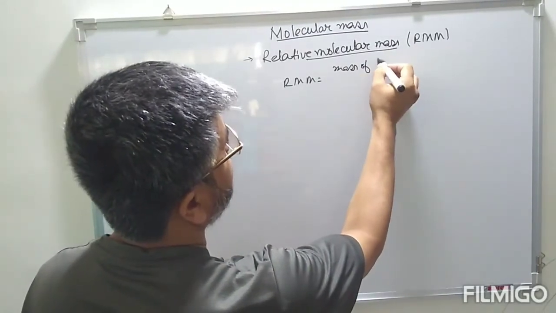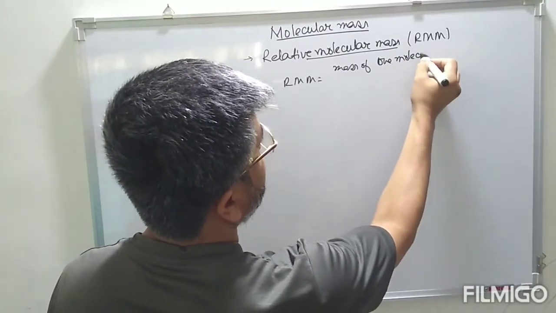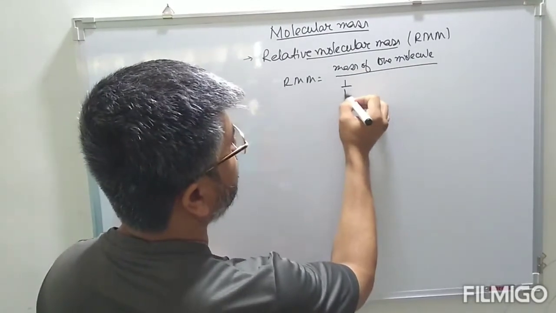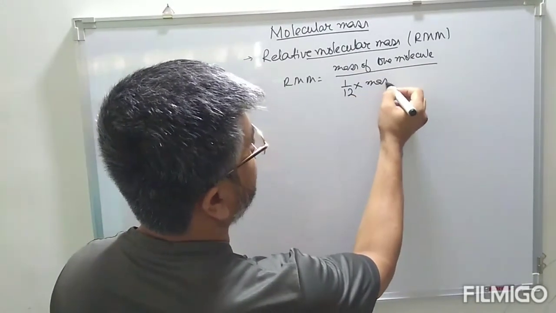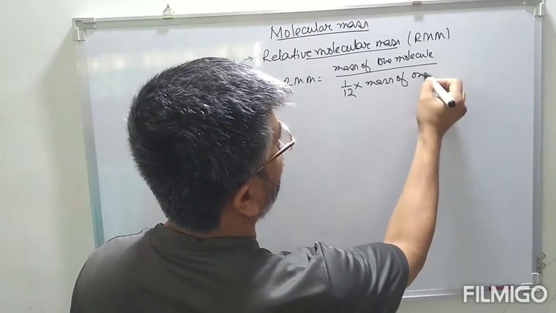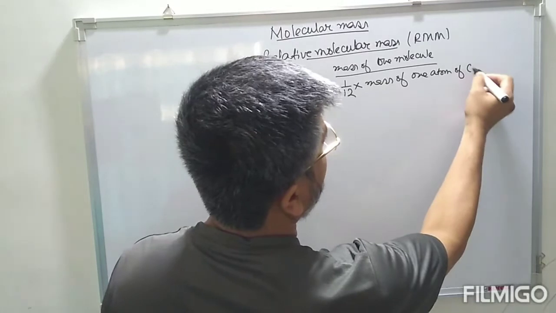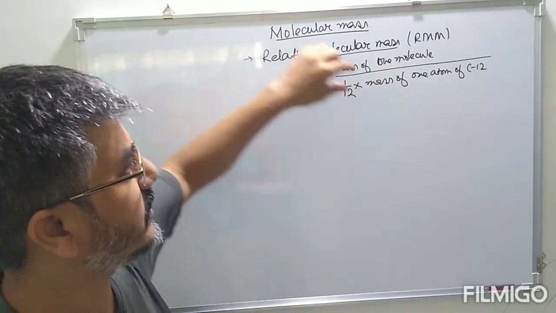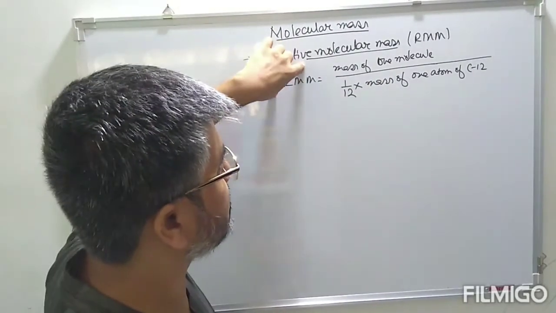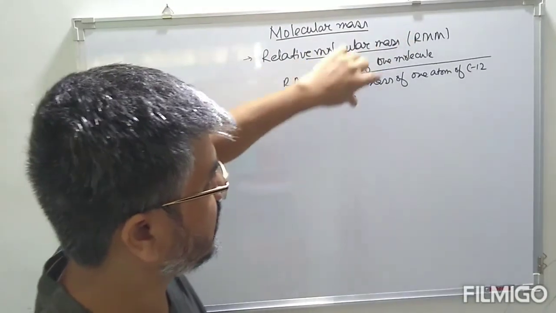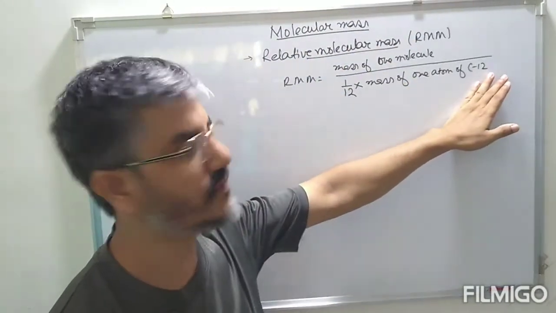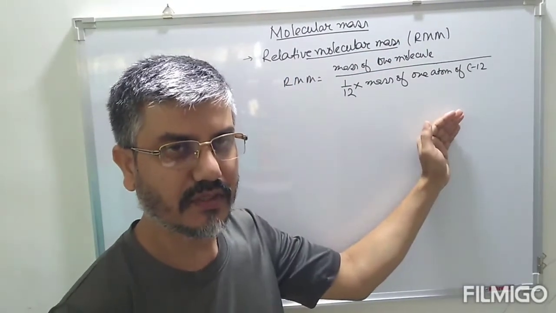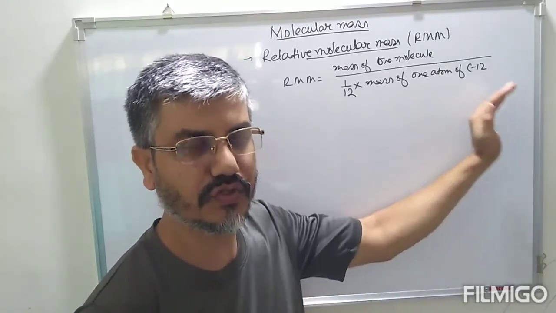mass of one molecule divided by 1/12 times mass of one atom of carbon 12 isotope. So, similar to relative atomic mass, relative molecular mass is defined as the mass of one molecule with respect to the mass of carbon 12. So, this is again the ratio of two masses. So, relative molecular mass is again a simple number with no units.